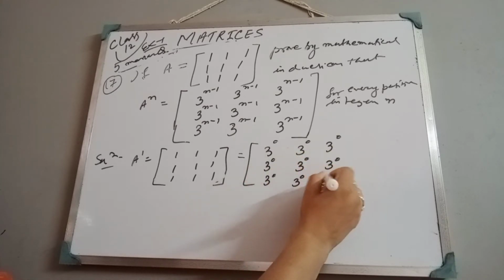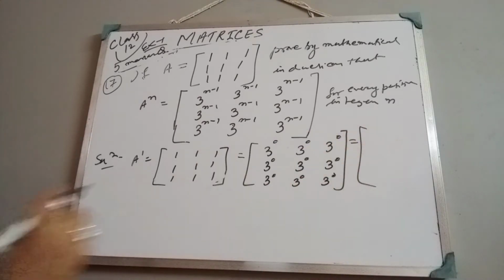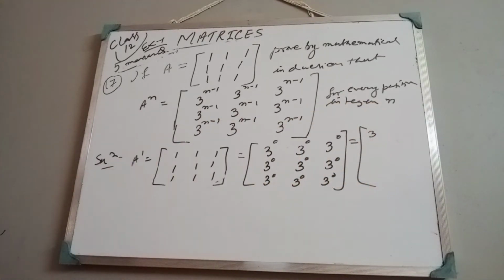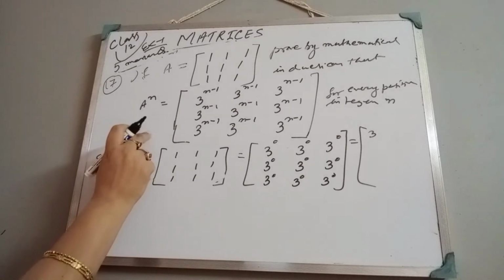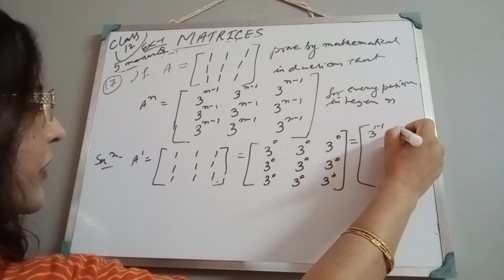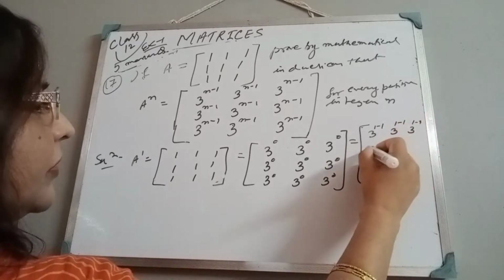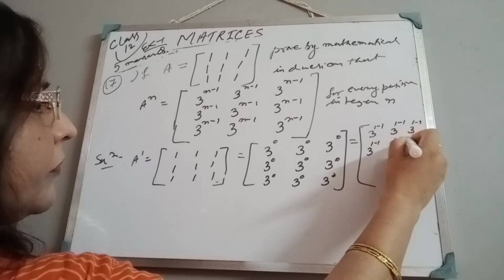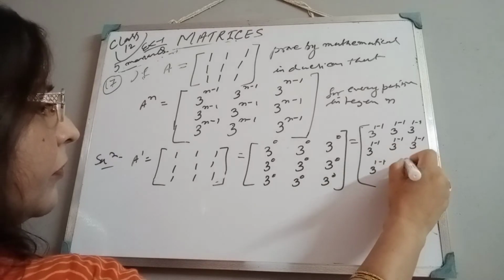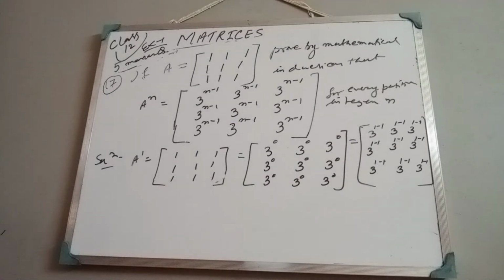It's a very good sum. Now something to the power 0. 0 we can write as n minus n. So write here 3 to the power n minus n, obviously 0, and here since it is A to the power 1, we can write 3 to the power 1 minus 1. That is also 0. So A to the power 1 is written.